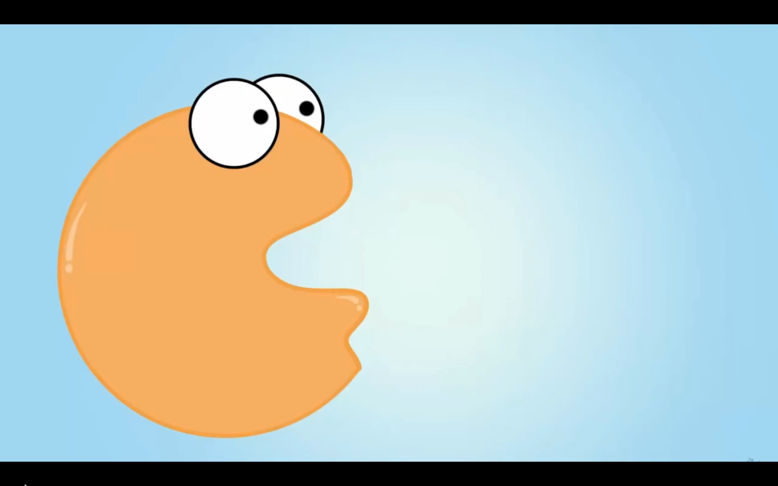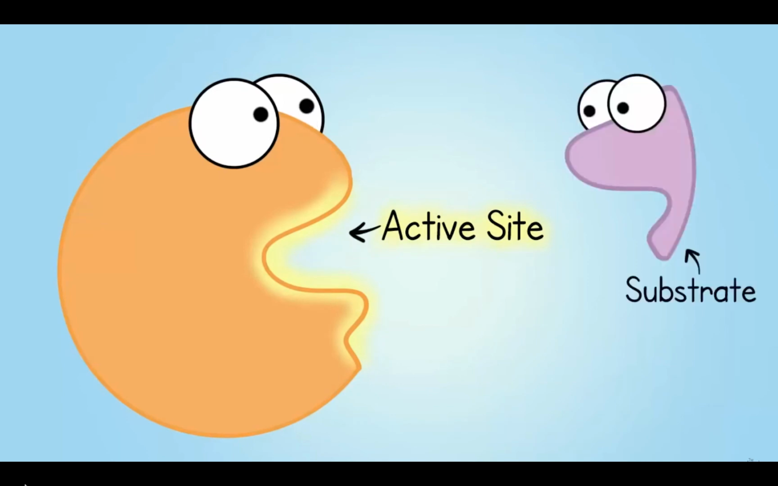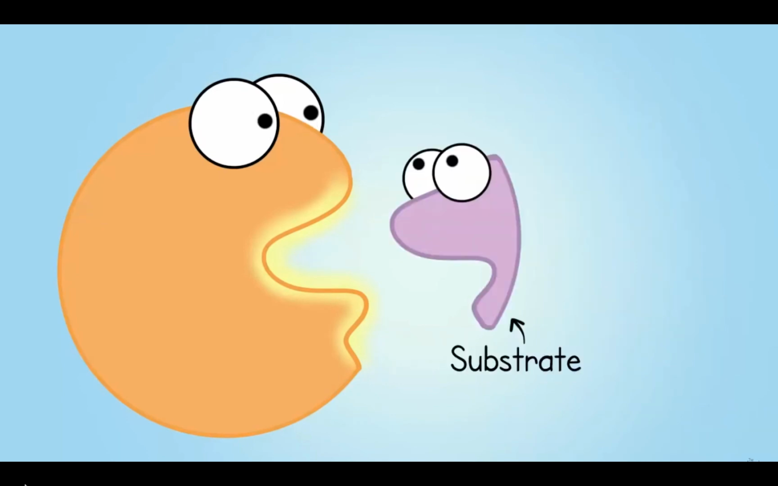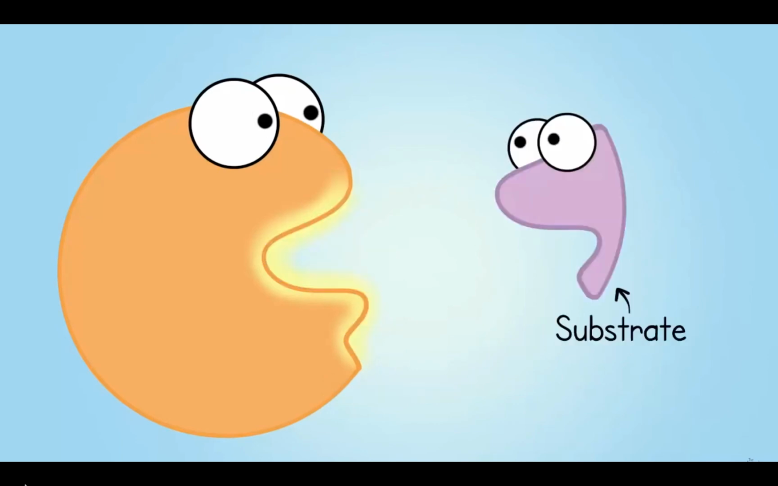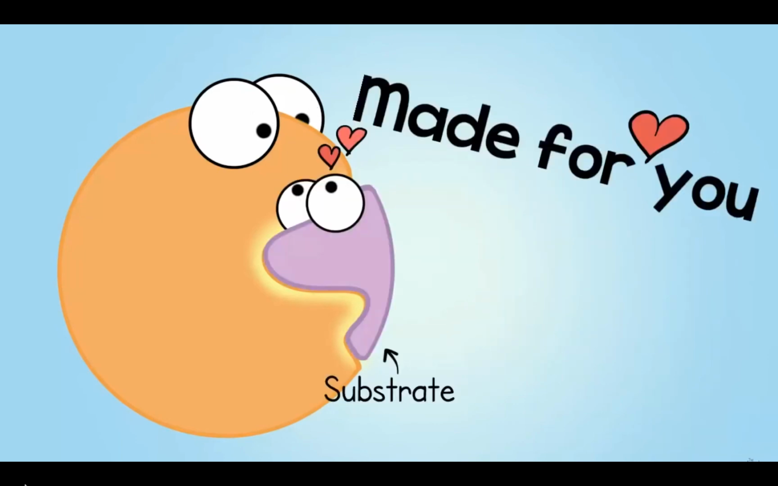Now, in the game, we mentioned there are these little pebbles that Pac-Man goes after. Well, enzymes have a specifically shaped area called an active site, where items can bind. The items are called substrates. It's very specific binding because the active site is specifically shaped for the substrate that binds there. Very specific.